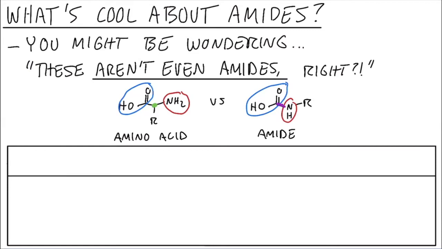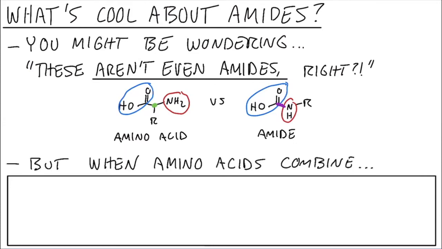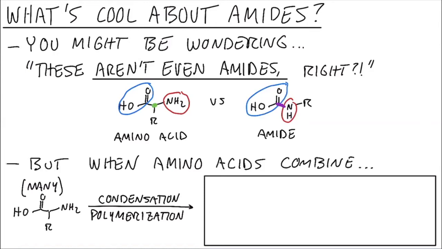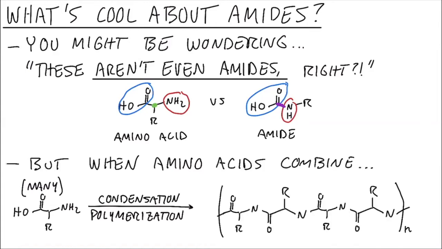So no, amino acids are not the same thing as amides, but when we combine amino acids together to make things like polypeptides and proteins, if we take many of these amino acids and put them together in a condensation polymerization reaction, what we get is a polymer that looks like this, right?